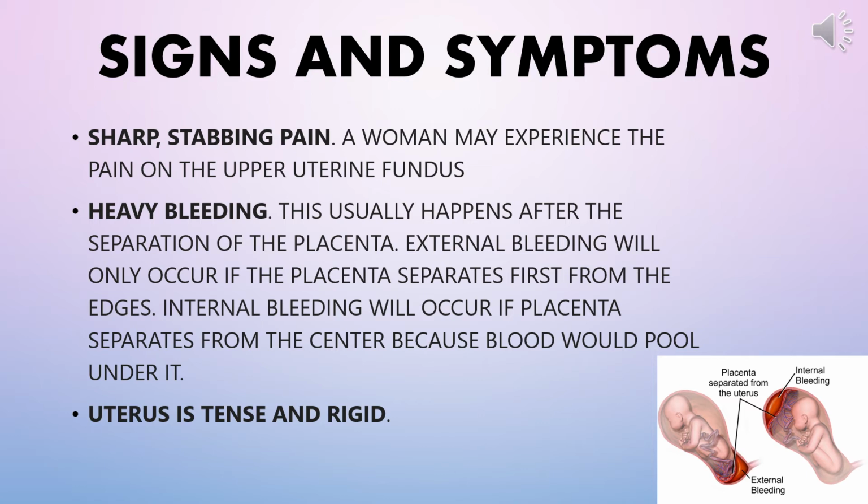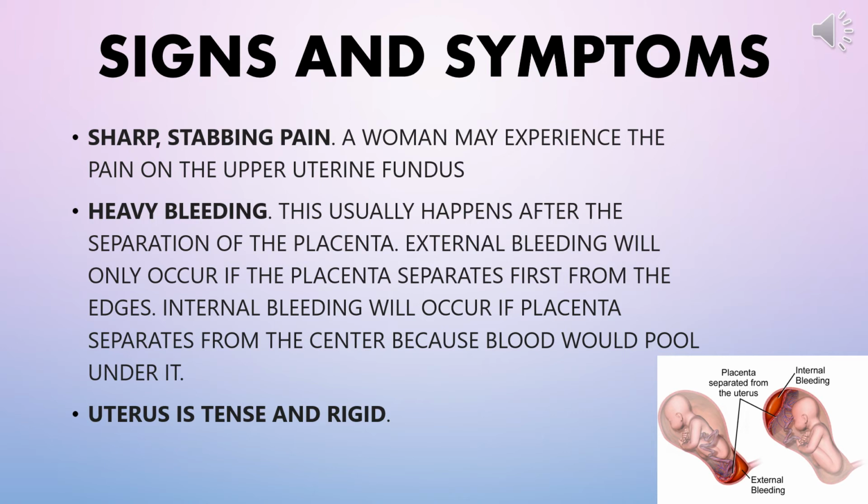So the first sign and symptom is sharp and stabbing pain. A woman may experience the pain on the upper uterine fundus as the initial separation occurs. Second one is heavy bleeding. It usually occurs after the separation of the placenta. External bleeding will only occur if the placenta separates first from the edges. External bleeding as well as internal bleeding will occur if the placenta separates from the center and blood pools under it. Usually external bleeding is very rare, but internal bleeding is very common.